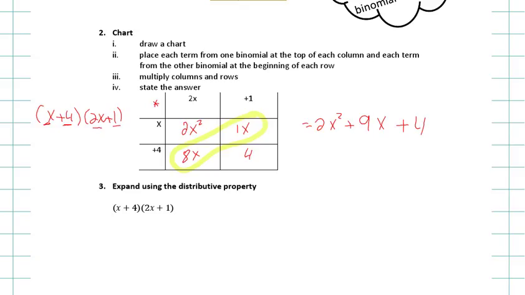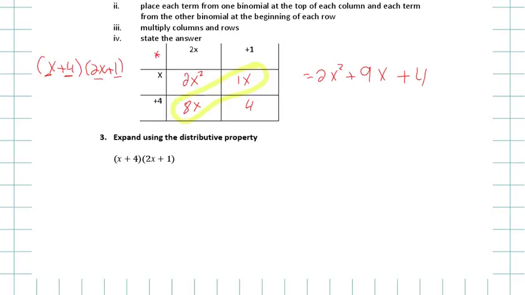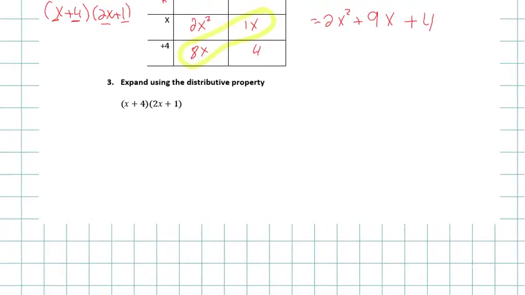I'll point out the method that I use all the time and we use more often in classes. So the third one is expand using the distributive property. If you remember the distributive property that we learned about earlier, it's when you multiply the outside by every term inside. So we can write it this way. You're going to multiply x by this whole thing, so x by 2x plus 1. And then plus, you're going to multiply 4 by this whole thing.